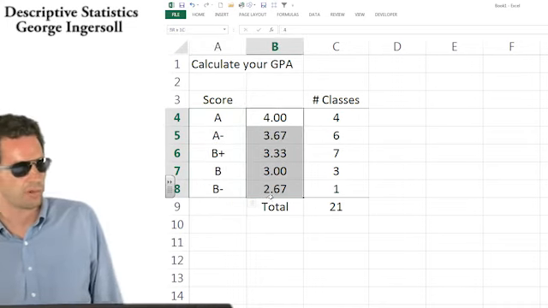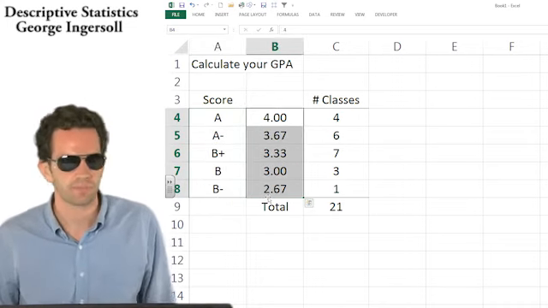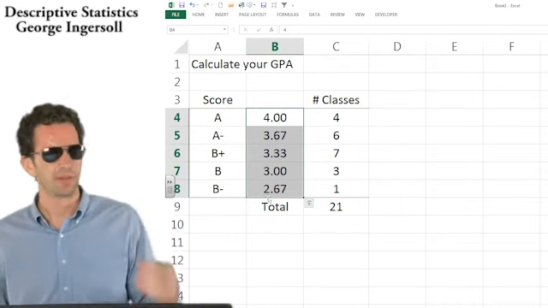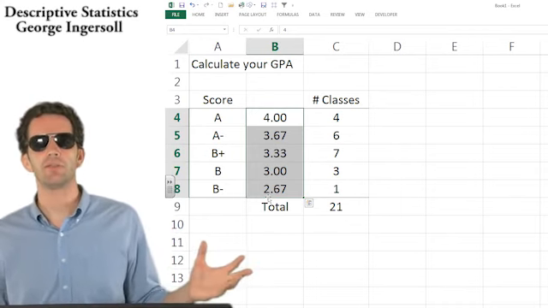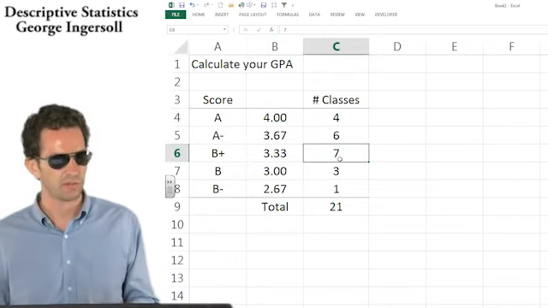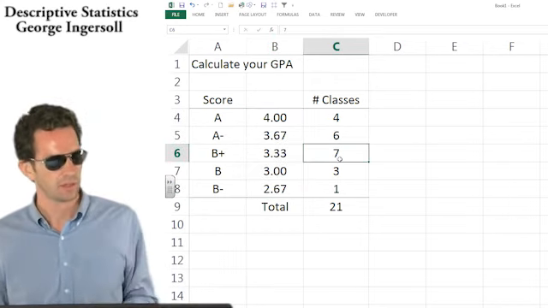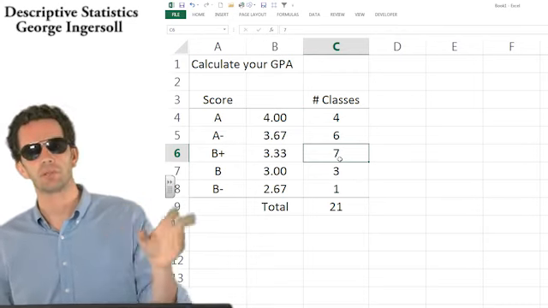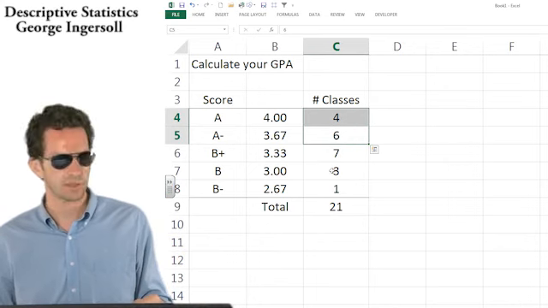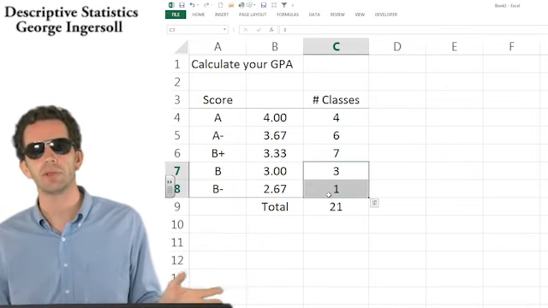And here's the grade point average that's associated with each of them. You can't just take these grade point averages, add them up, and then divide by 5, because you may have gotten some of these grades more than others. In fact, that's what we see here. The mode is for you to have gotten a B+. You got B+ more than anything else. But you got more A's than B's and B minuses. So we have to take this into account.